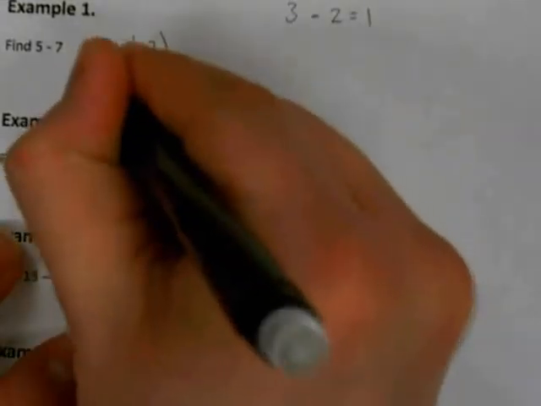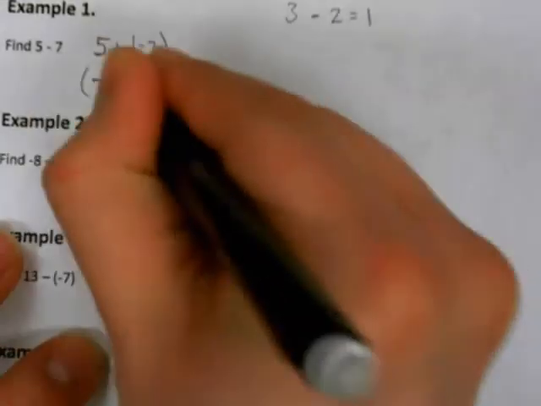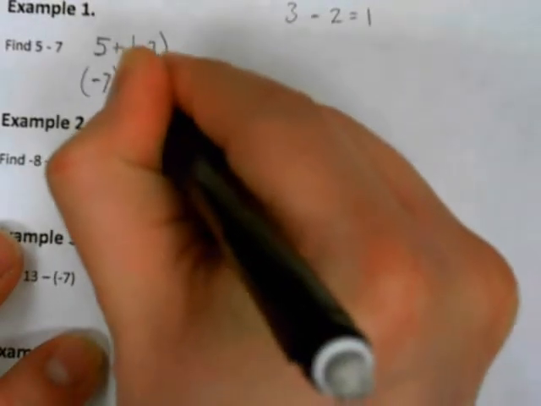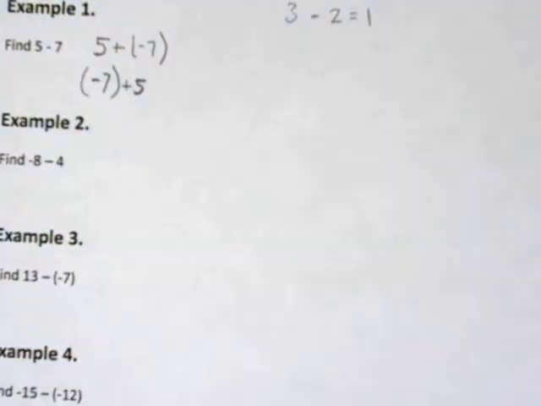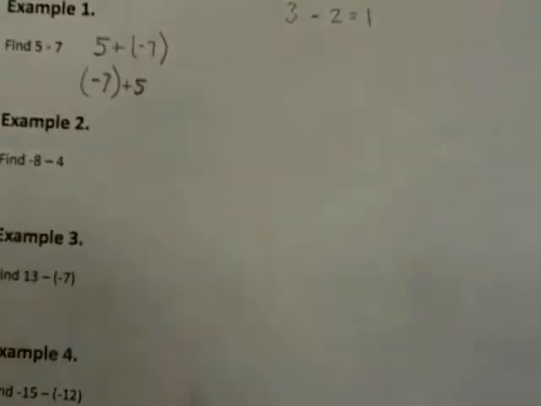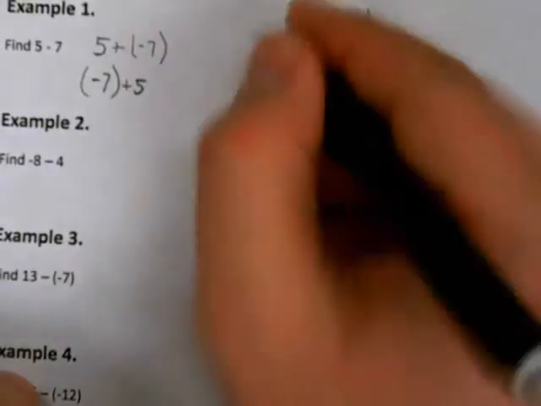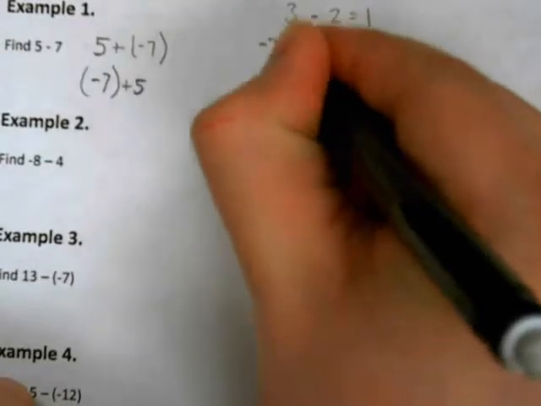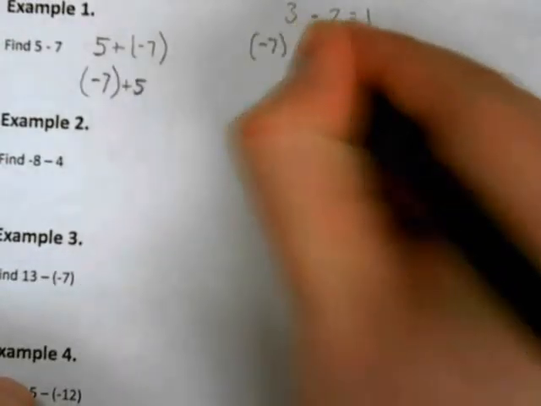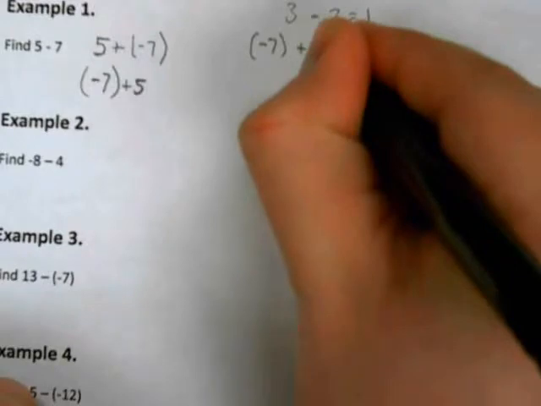So I'm going to change this to negative 7 plus 5. Okay, it's the same exact thing. We're going to get the same exact answer. It doesn't matter which one we add and in what order. So we're going to take our negative 7 and we have to add a positive 5.